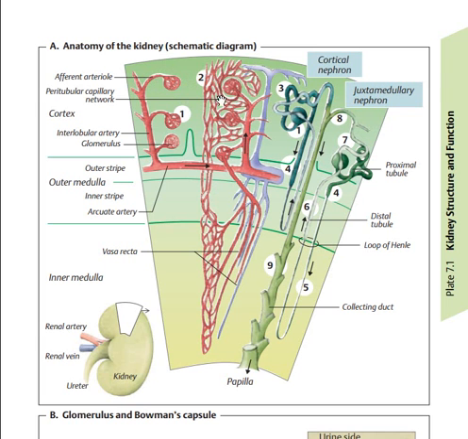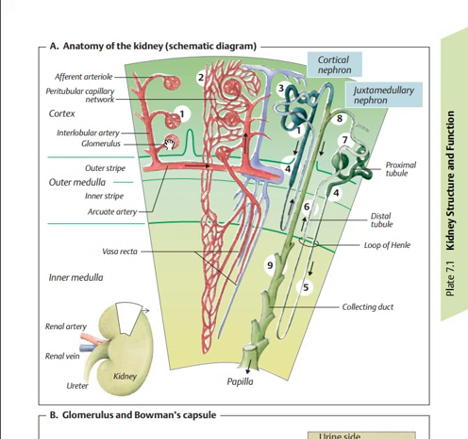Another capillary system is also formed as a secondary capillary system, which is called the vasa recta. But the difference between peritubular capillaries and vasa recta is that the vasa recta are much longer and parallel. So we have the interlobular artery here. These are the arteries involved here.